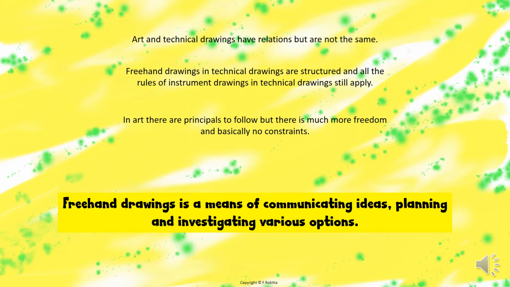We want to understand what the differences are between art and technical drawings. Art and technical drawings have relations but are not the same. Freehand drawings in technical drawings are structured and all the rules of instrument drawings in technical drawings still apply. In art, there are principles to follow, but there is much more freedom and basically no constraints. Freehand drawing is a means of communicating ideas, planning, and investigating various options.